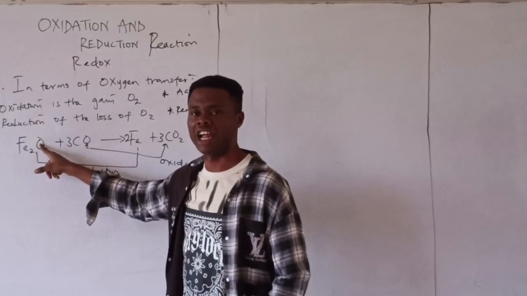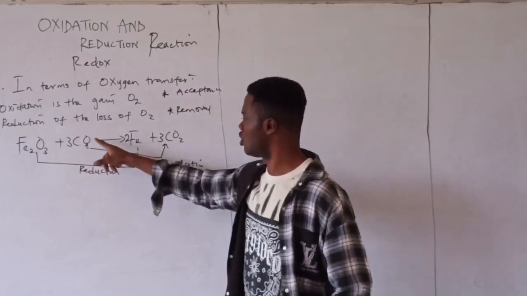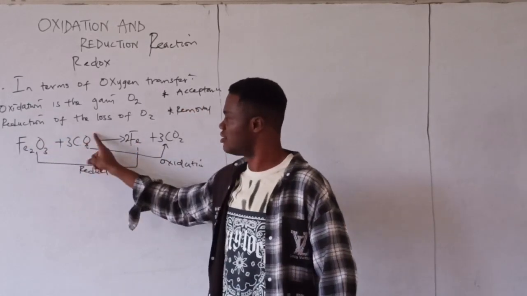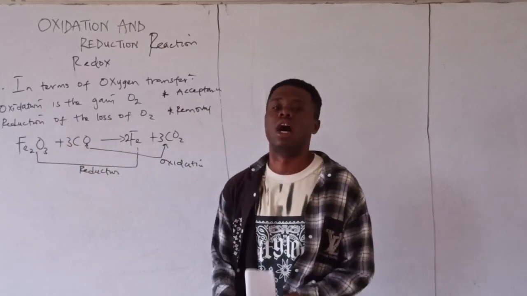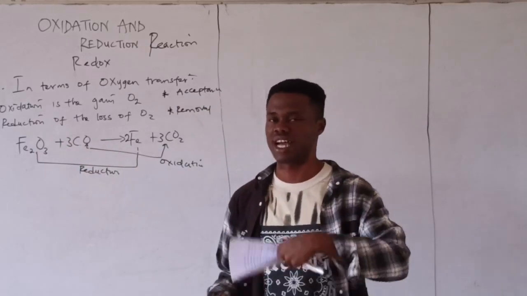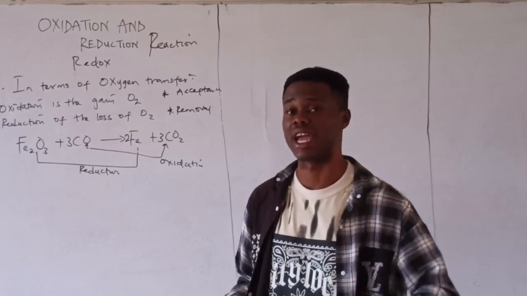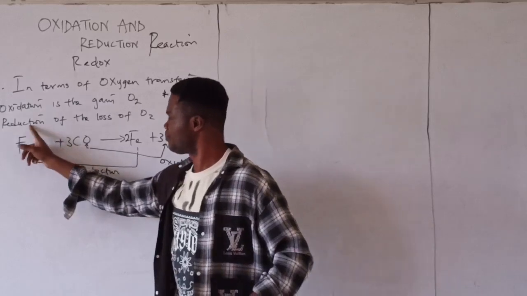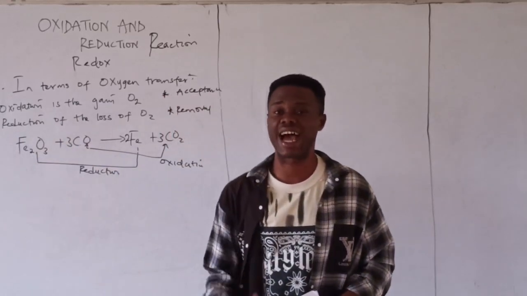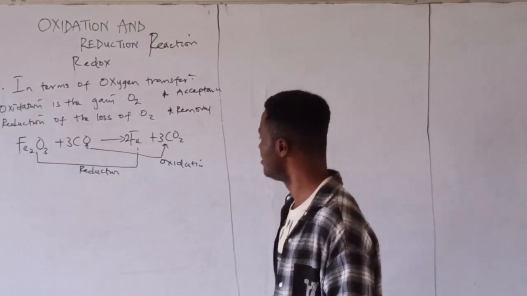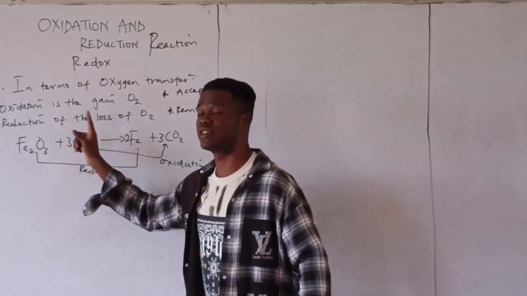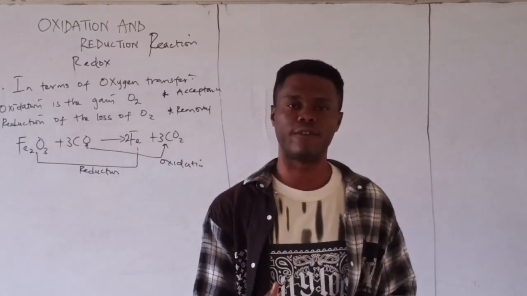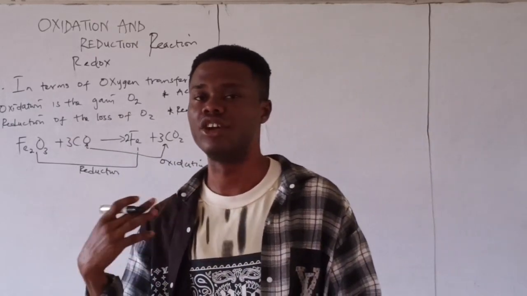Now looking at this reaction, as you can see, this compound, carbon monoxide, collected oxygen from iron(III) oxide. Since it has collected oxygen, it has reduced iron(III) oxide to just iron. Hence, carbon monoxide is a reducing agent, because a reducing agent reduces another thing and gets oxidized. In another way, iron(III) oxide is an oxidizing agent because it oxidized carbon monoxide, but itself got reduced.